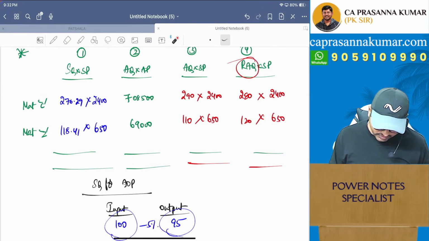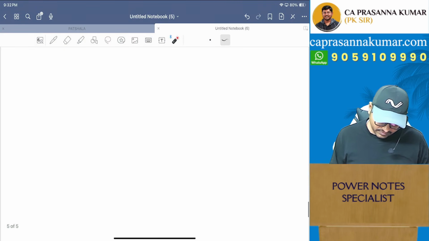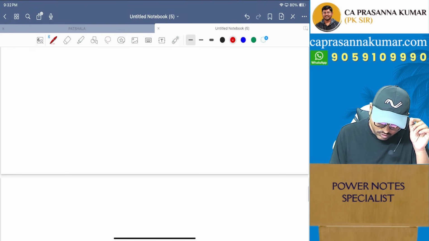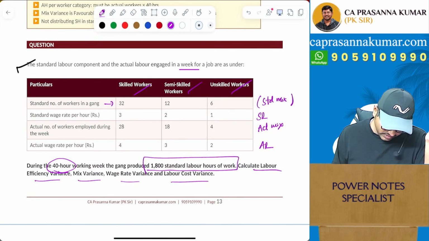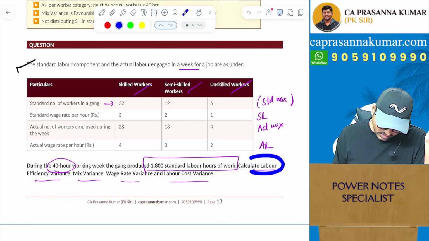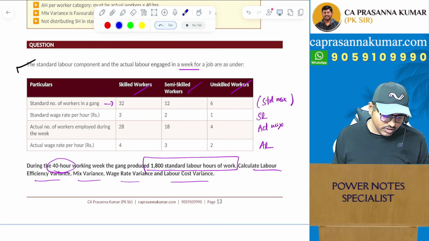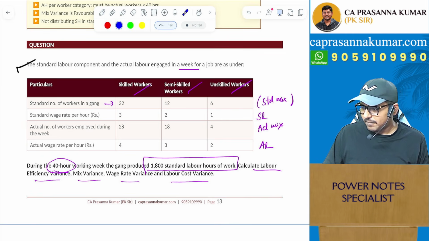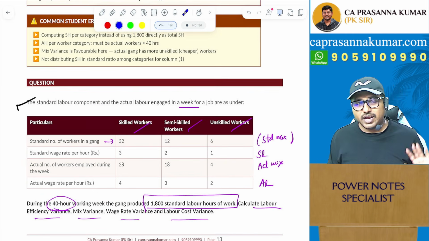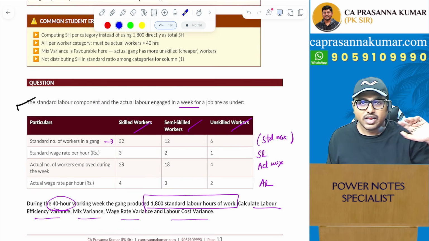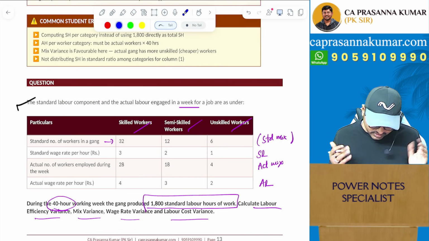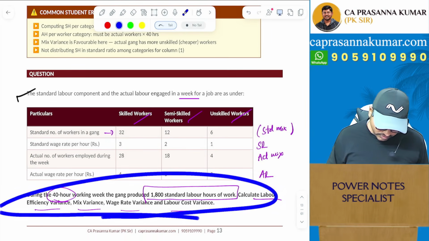So now, tell me one thing. Do you have single labor or multiple labor? Sir, multiple labors. Okay. Do we have idle time? Sir, yes, because specifically he has asked labor efficiency variance, mix variance, rate variance, labor cost variance. Do we have idle time in this particular question? You people tell me. Somebody is saying yes. Okay, idle time is not there. Nowhere is it given, and he did not ask either. Right, chalo. So without idle time.